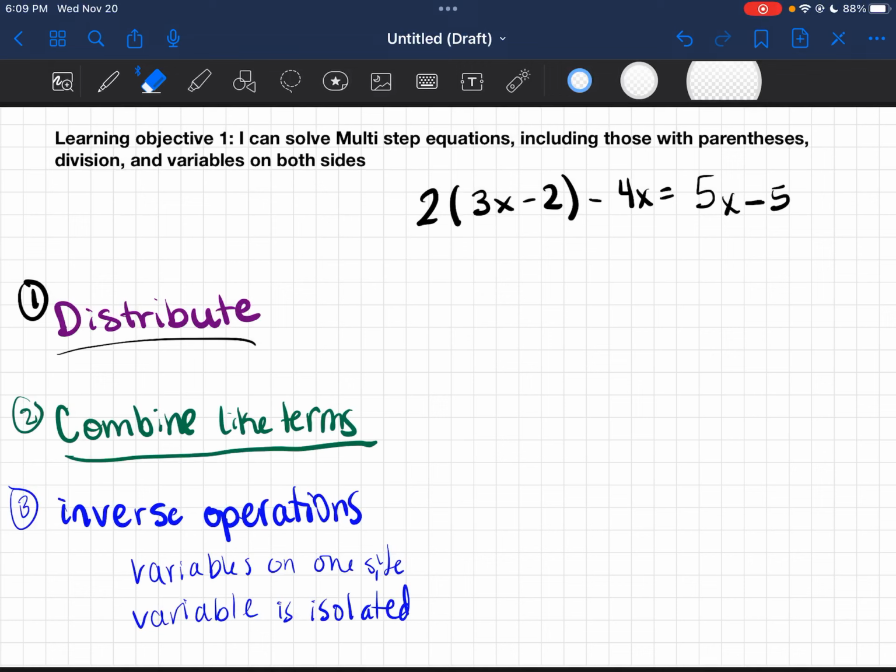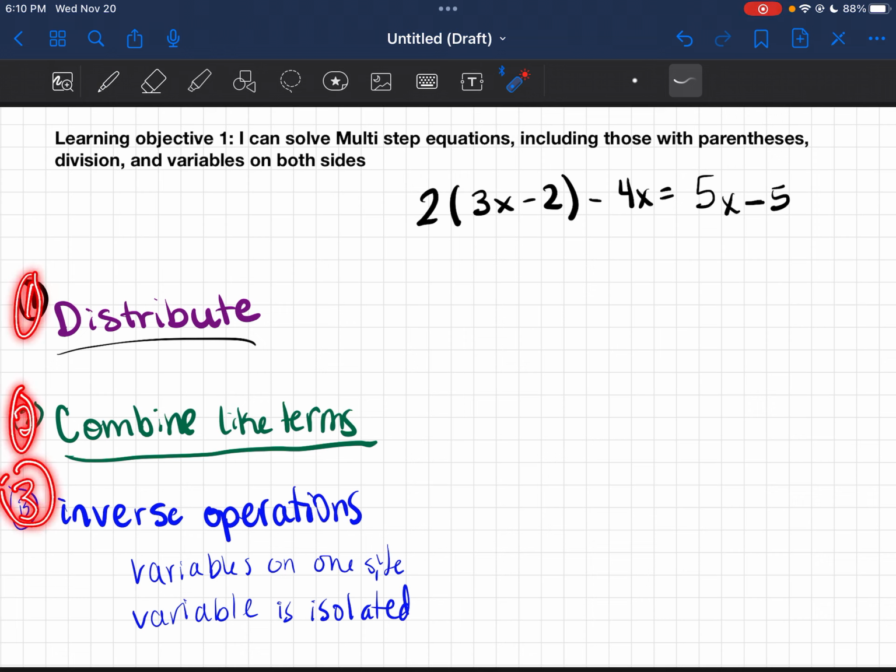In this video, we're going to review learning objective number 1, solving multi-step equations. And so this is the general process that you will want to do when solving these problems. The first thing I want to do is distribute.